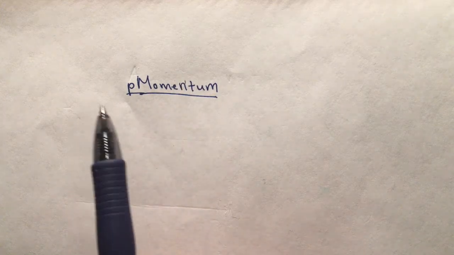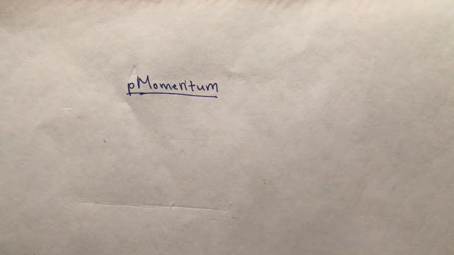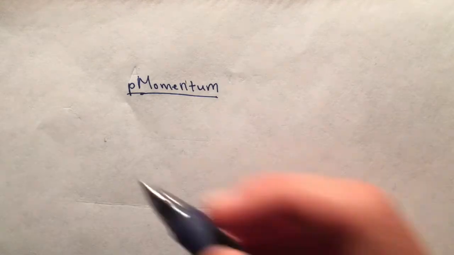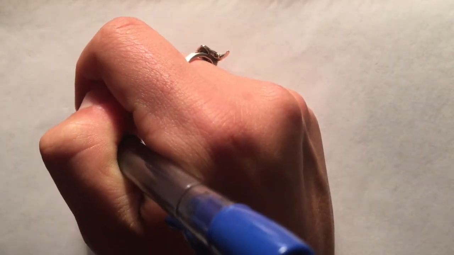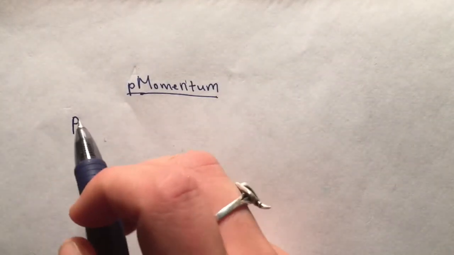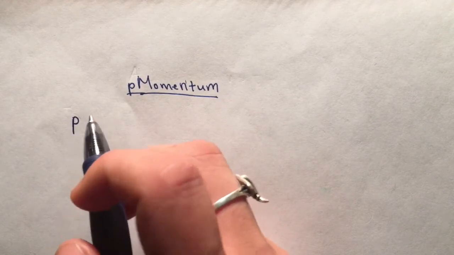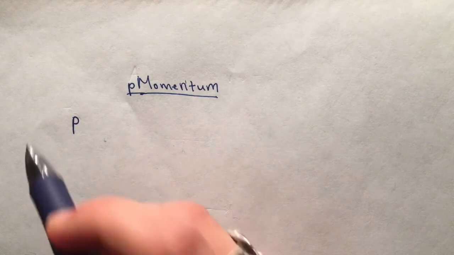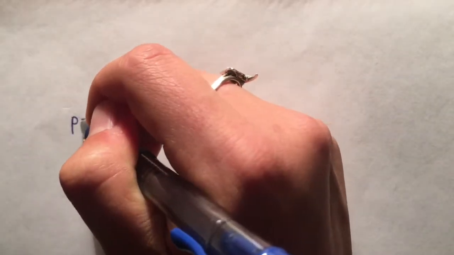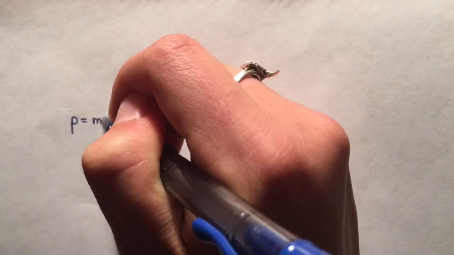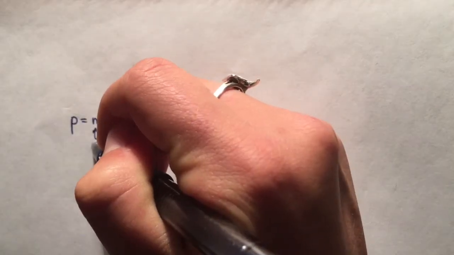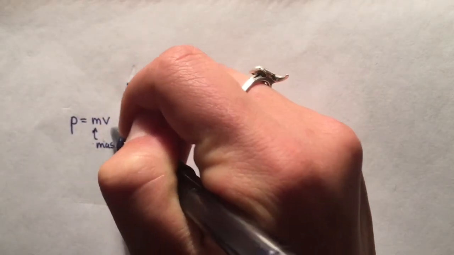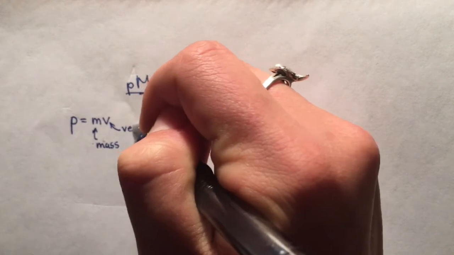Okay, momentum, or pMomentum as I like to call it. Momentum is represented by a lowercase p, even though you can't really tell it's lowercase. Momentum is equal to mass times velocity. So the m is mass, the v is velocity.